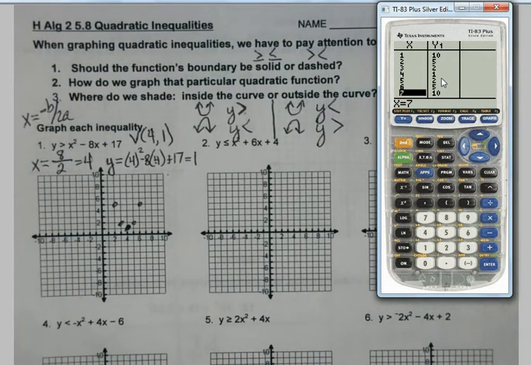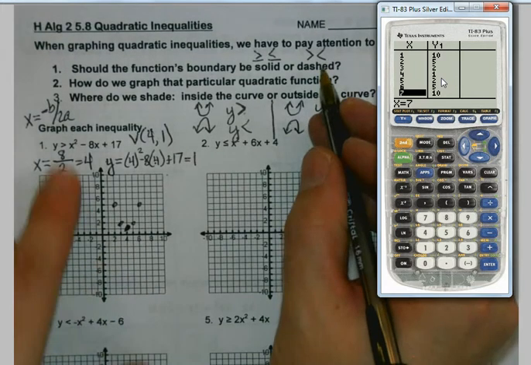But again, be careful before you go flying along, because remember, we have some decisions to make on this one. First decision is, what type of line am I going to be using, or what type of boundary marking am I going to be using? Solid or dashed? Dashed, because it's just greater than.